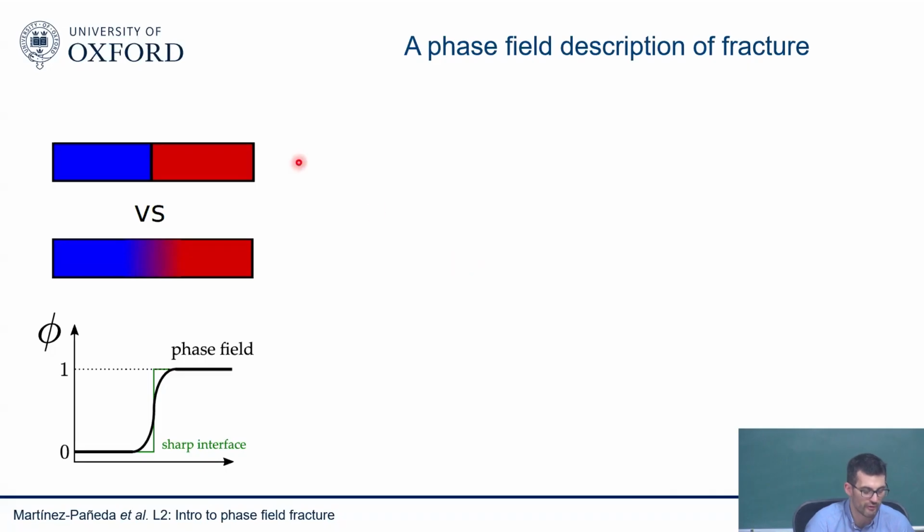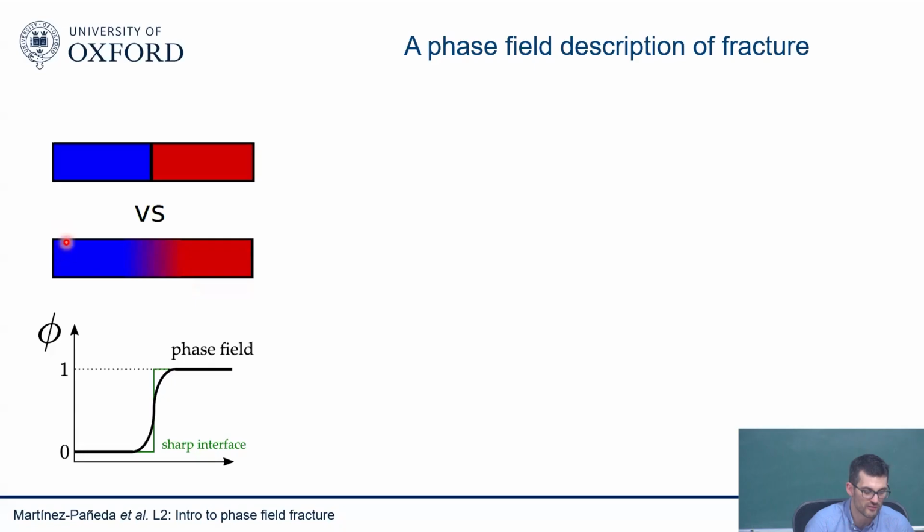The idea is actually quite simple. If you think of two phases, a blue and a red phase, you can describe the interface in between as sharp and discontinuous, or you can smear that interface over a finite domain, so describe a smooth variation in the phase between the blue and the red ones, and use an auxiliary variable, the phase field, to describe that interface.